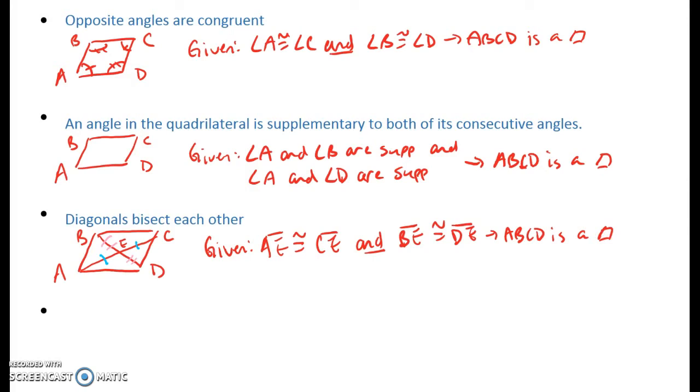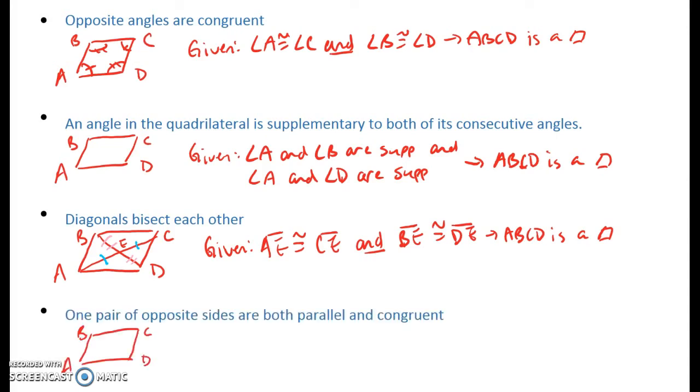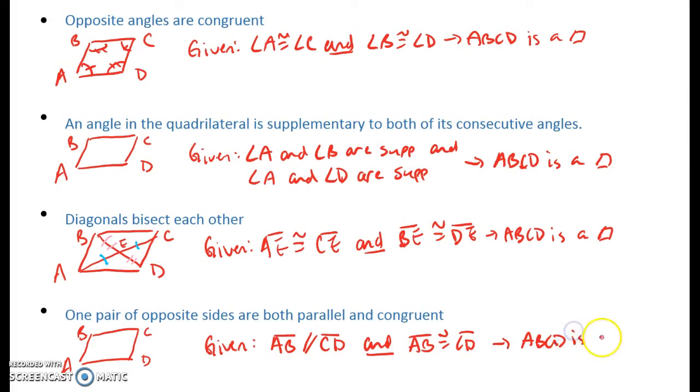We've got one more that kind of combines two of our properties. So this last one says if we know one pair of sides are both congruent and parallel, then we've got a parallelogram. All right, so again, two things, but this time we're looking at two properties of one pair of sides. So for example, if we know that AB is parallel to CD and AB is also congruent to CD, then we can say ABCD is a parallelogram.